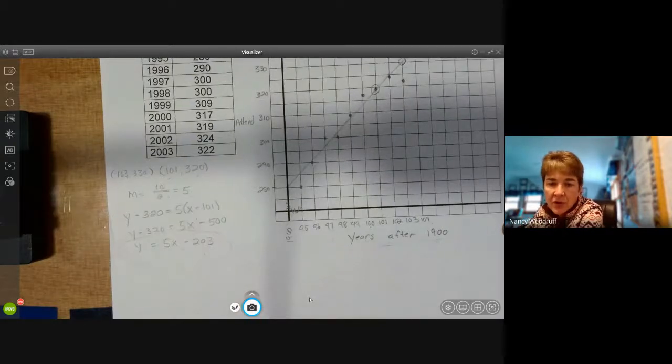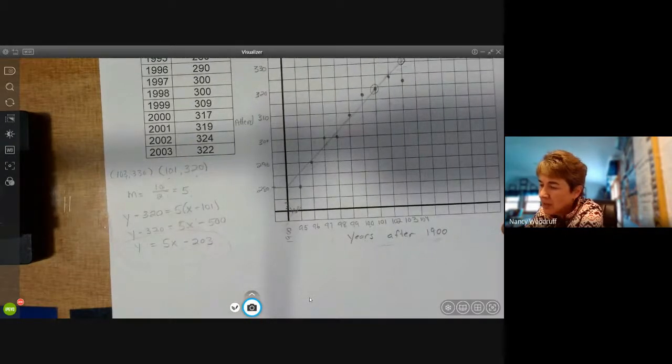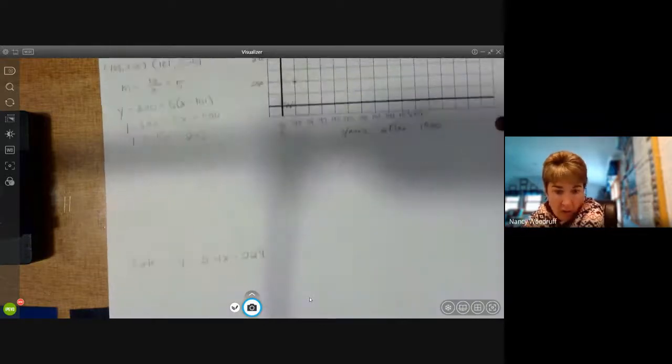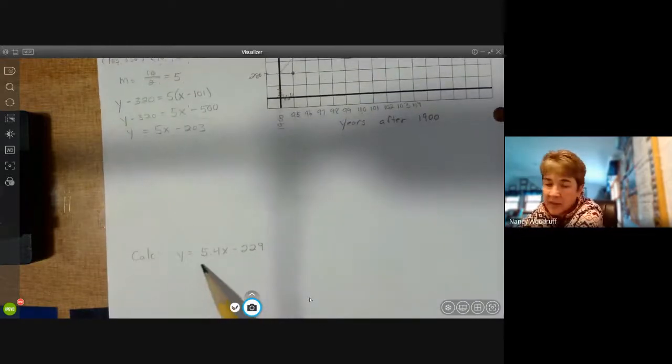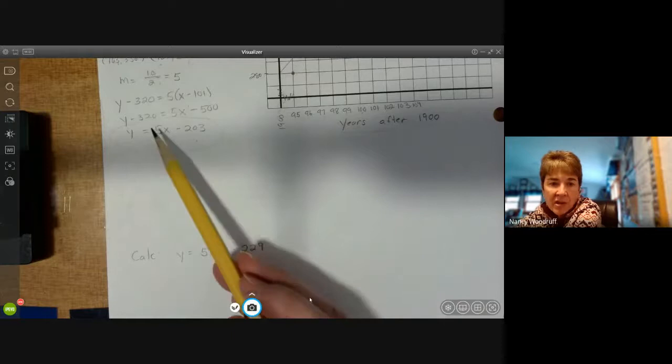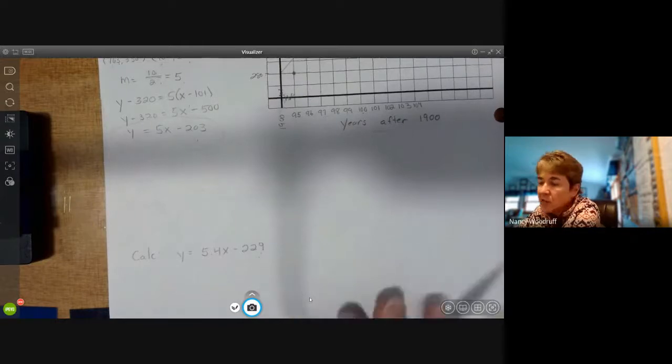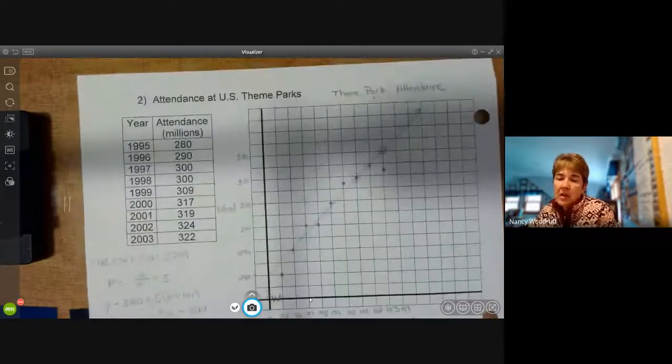How about if I show you what the calculator would do, and let's see if Mrs. Woodruff feels good about herself or not on this one. All right, so when I put in the data in the calculator, which you'll be doing in a couple weeks, y equals 5.4x minus 229. My slope is only 0.4 off from the real deal. Y-intercept, not so bad. So that's the process.